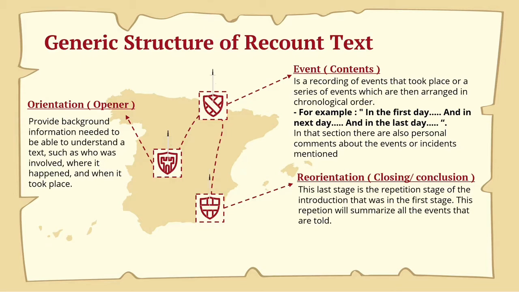Third point is reorientation, closing, or conclusion. This last step is the repetition of the introduction that was in the first step. This repeat will summarize all the events that are told. So, to make a good recount, you have to understand the structure first. Maybe that's all I can say.